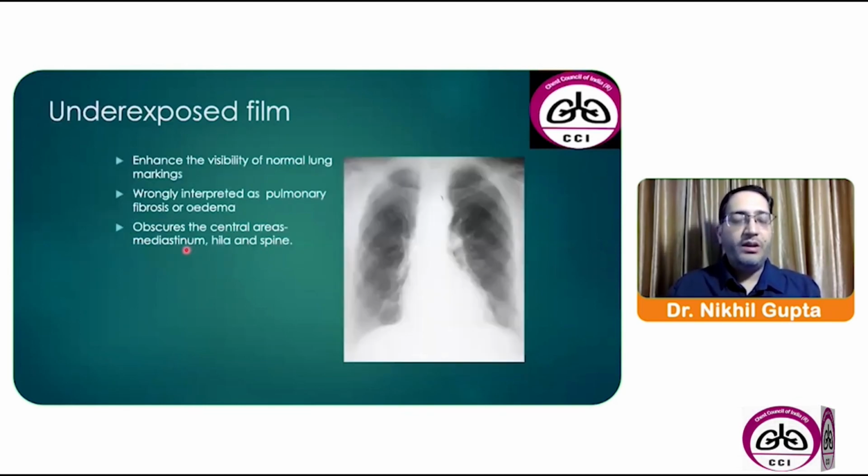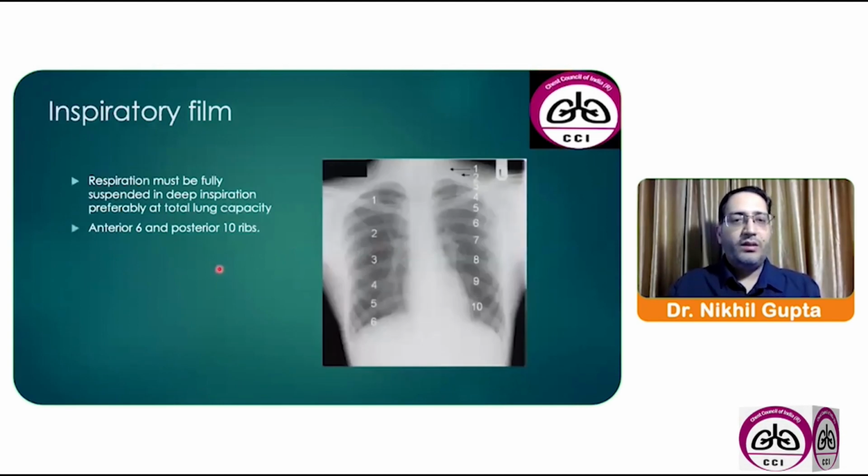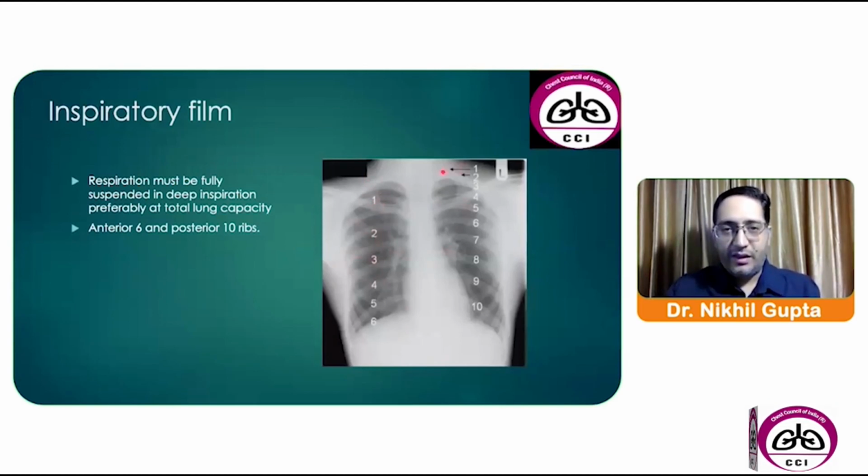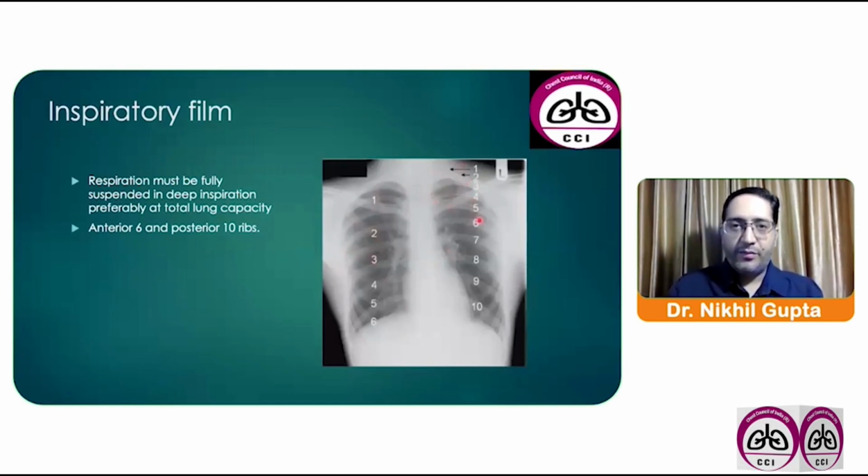In an underexposed film, it enhances the visibility of normal lung markings and is wrongly interpreted as pulmonary fibrosis or edema, and it obscures the central area, mediastinum, and spine. Inspiratory film: the respiration must be fully suspended in deep inspiration, preferably at total lung capacity. Anterior 6 and posterior 10 ribs should be visible, as seen in this image. These are the anterior ribs and these are the posterior ribs, as seen by the arrows.